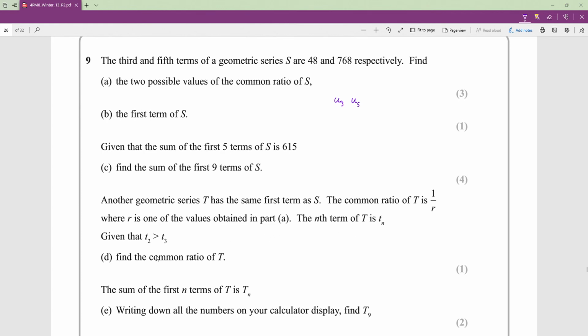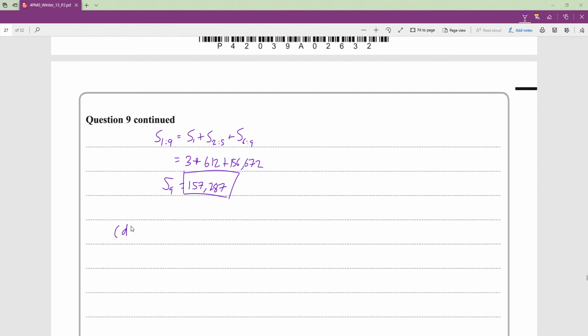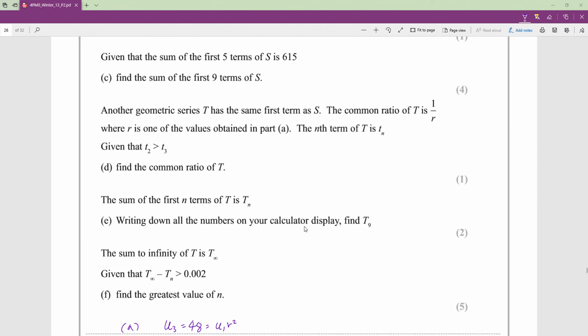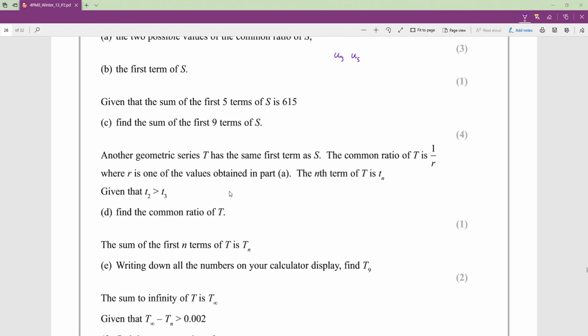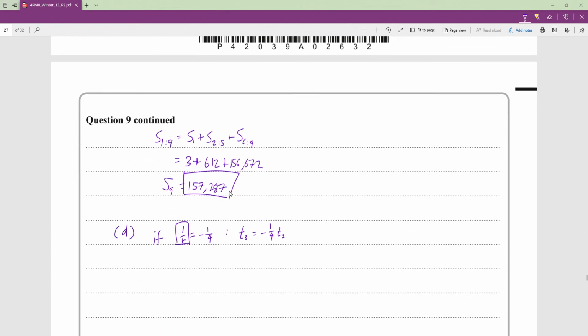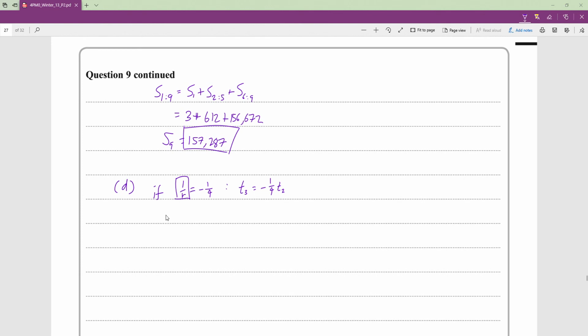Okay, so if T2 is greater than T3, if 1 over R, this being their common ratio, is equal to minus 1 over 4, and T3 is minus 1 over 4 T2, in that case you would get something like, because T1 is 3, T2 would be minus 3 over 4, and T3 would be positive 3 over 16.